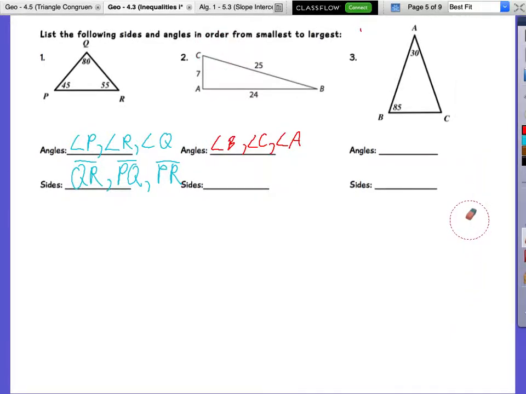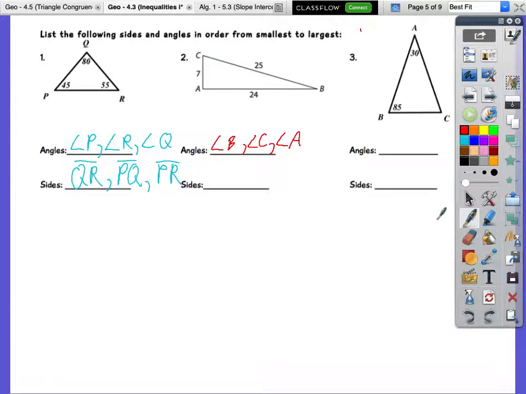And then Lily, what would be our sides, smallest to largest? CA, AB, and then CB. Very good. Okay, so side CA would be our smallest side with a measure of 7. Side AB would be our medium side with a measure of 24, and CB would be our biggest side with a measure of 25. And could we have worded these AC, BA, and BC? Yes, we can. We can reverse them either way in a segment.